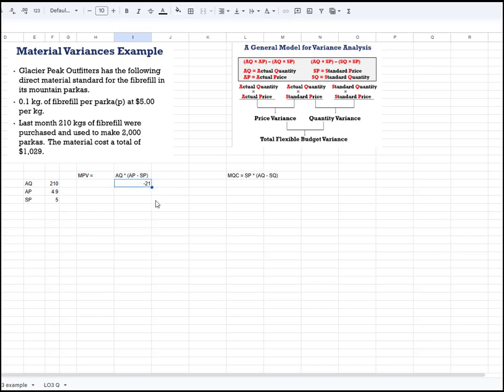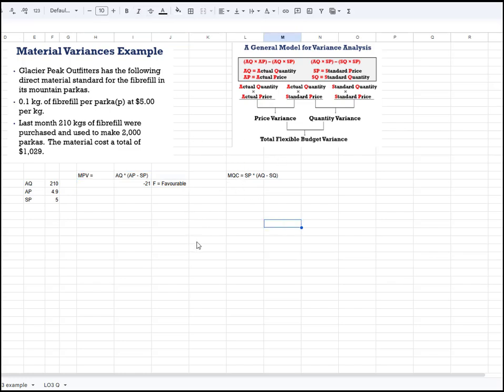Now, is this 21 going to be favorable or unfavorable? Well, let's take a look at our inputs. We have an AP of $4.90 and a standard price of $5. So we actually spent less than we thought we were going to. So this is going to be a 21F, a 21 favorable. F for favorable. All right. Cool.